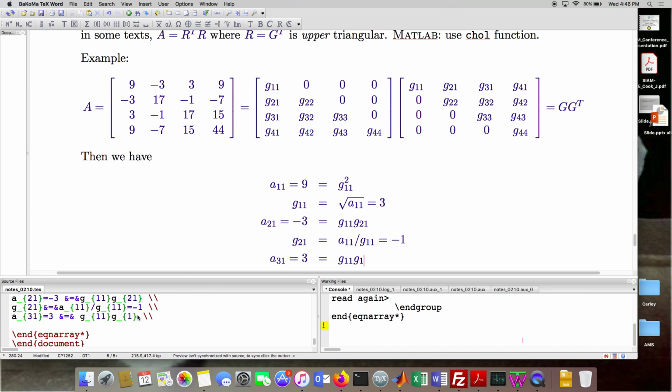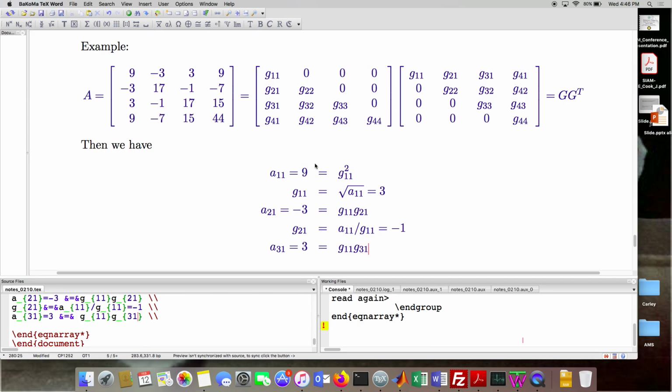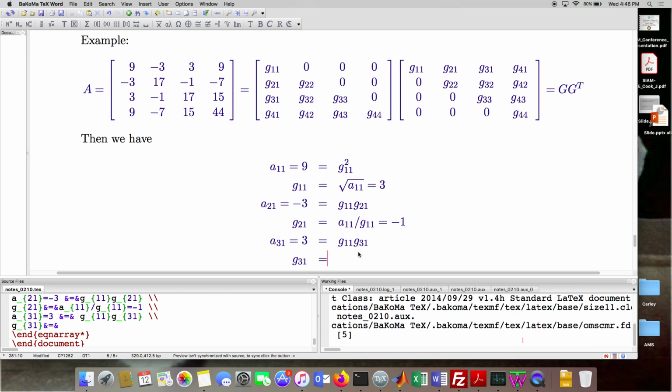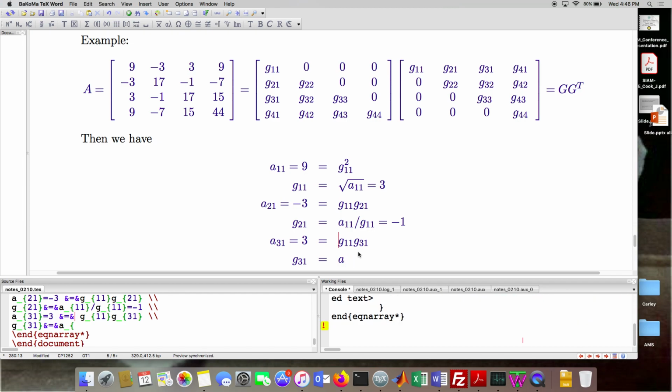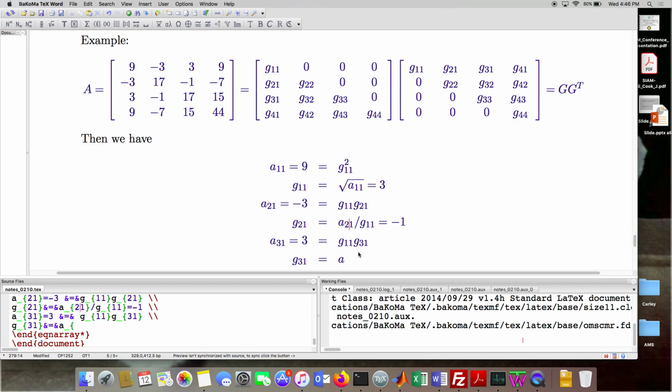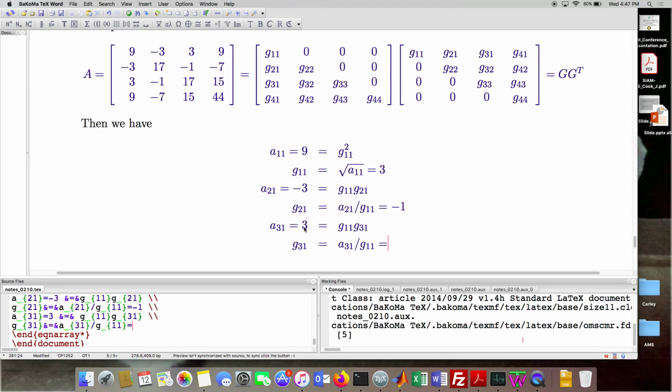That should be 3, 1, not 1, 3. Now, again, G11 is known. So I can say G31 is equal to A31 over G11. So 3 over 3, so that's equal to 1.